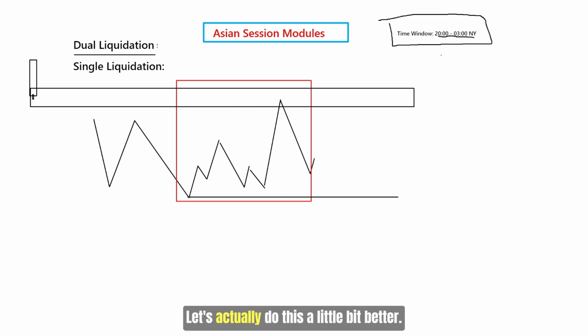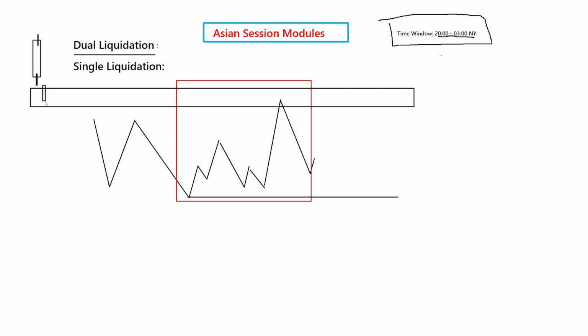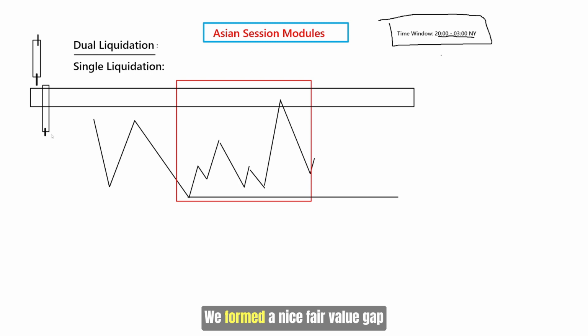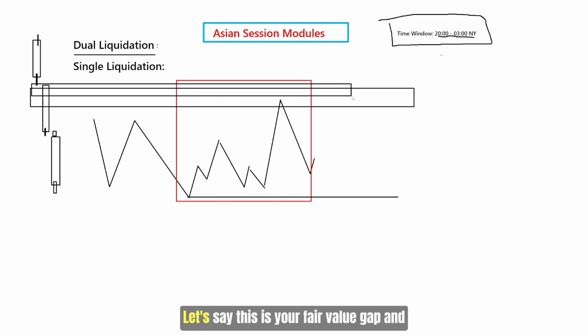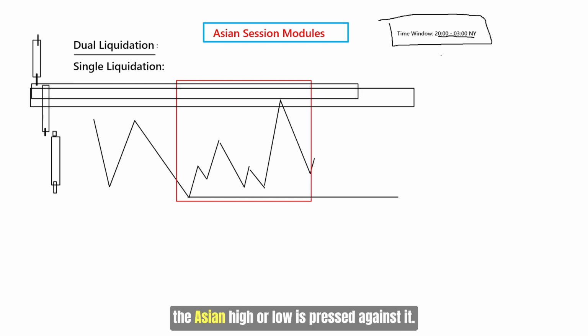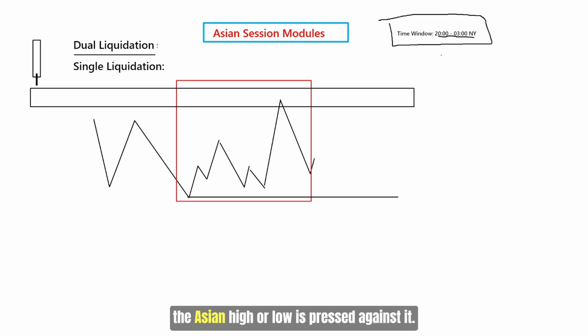Let's actually do this a little bit better. Let's try to do this as such. We formed a nice fair value gap moving down on the higher time frame. Let's say this is your fair value gap, and the Asian high or low is pressed against it. Once you have that, you are expecting that this Asian high is going to be protected for the day, because it's pressed against higher time frame structure.